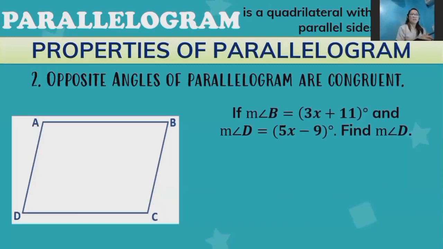And another example for the same property is this. If angle B is 3x plus 11, and angle D measures 5x minus 9, what do you think is the measurement of angle D? Take note, opposite angles of parallelograms are congruent, and angles B and D are opposite angles. So what do you think is the measurement of angle D? Okay, I'm giving you time to solve it.